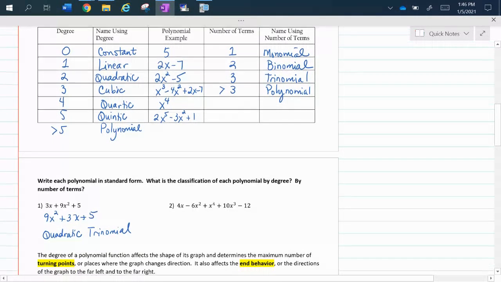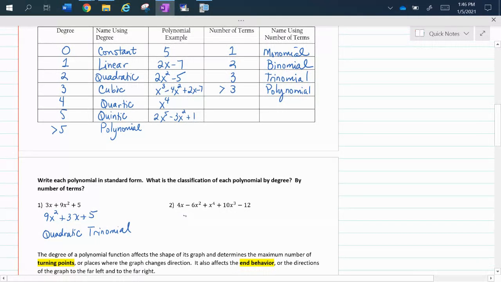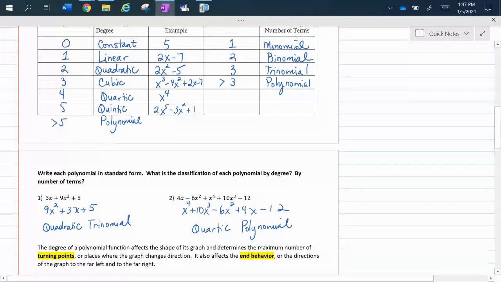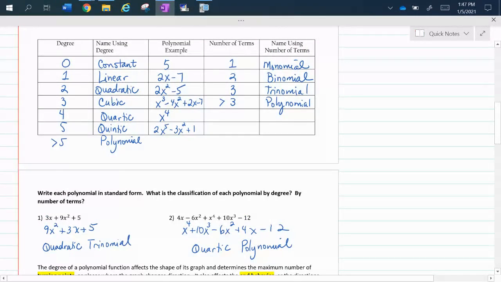All right, let's do one more like that. Let's start with the highest power. So I see x to the 4th plus 10x cubed minus 6x squared plus 4x minus 12. So this polynomial has a highest degree that is 4. So I'm going to call this a quartic. And I see definitely more than 3 terms. Therefore, I'm just going to call it a quartic polynomial. Okay, that's easy enough. So we got some terms to remember.